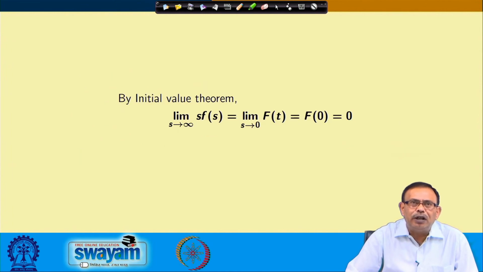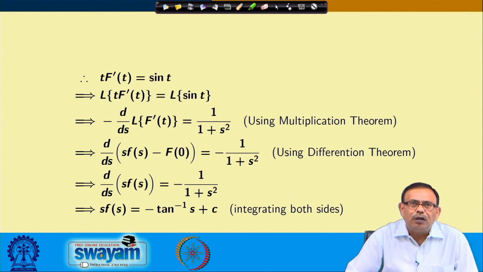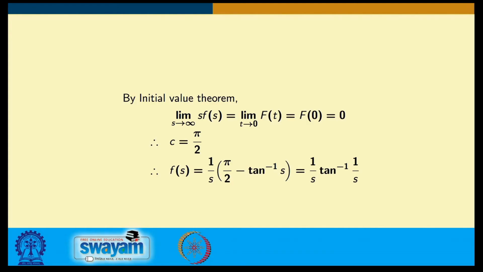Once I obtain s F(s), I use the initial value theorem as s approaches infinity, since I got s F(s) equals tan inverse s plus c. Sorry, I told it wrongly: your c will in that case be pi by 2, because as s approaches infinity, the value of tan inverse s will be pi by 2.